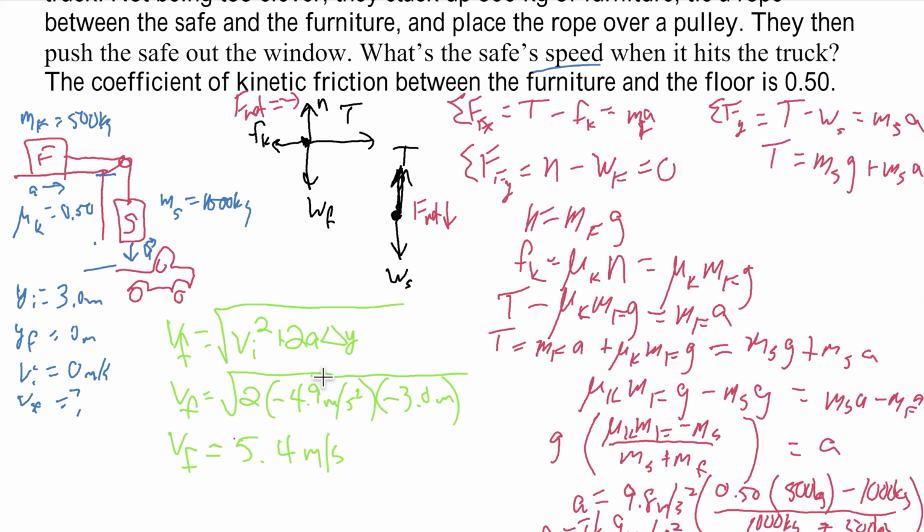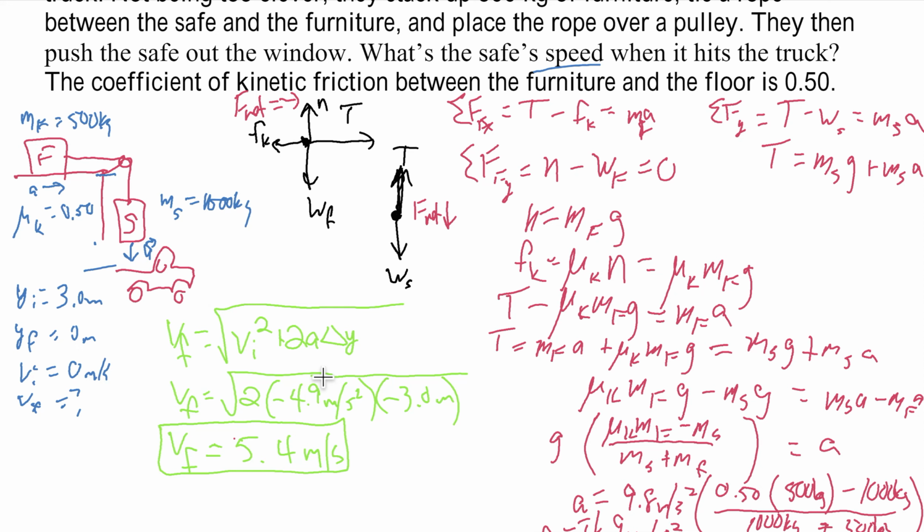It was down. 2 times 4.9 times negative 3. It does work out. Yes, meters squared per second squared, rooted, is meters per second. So we're good. And that's what we're looking for. That's the entire problem. So we're done.